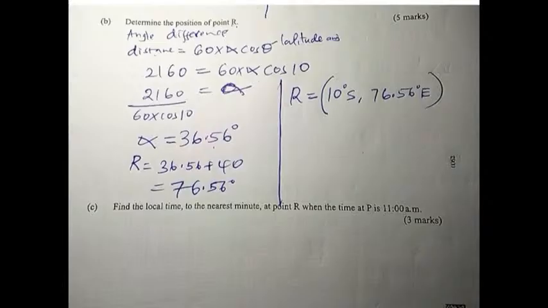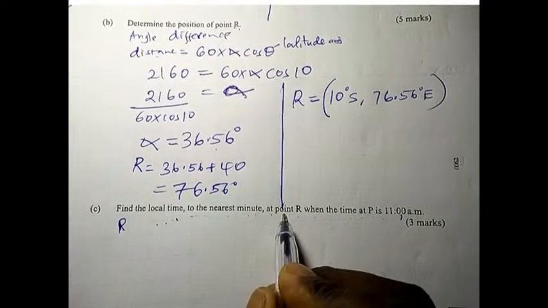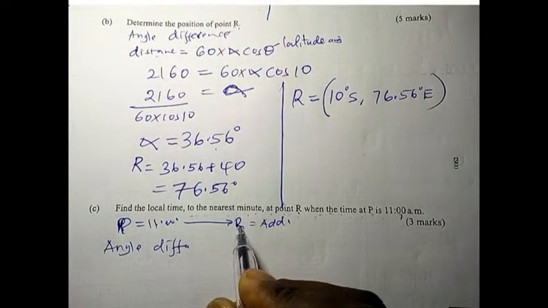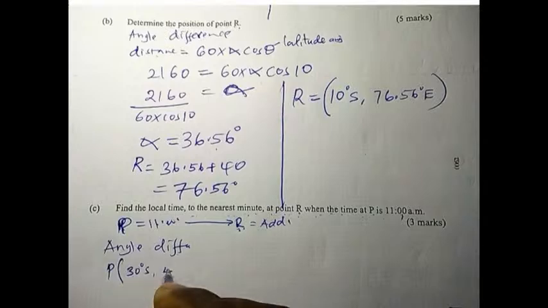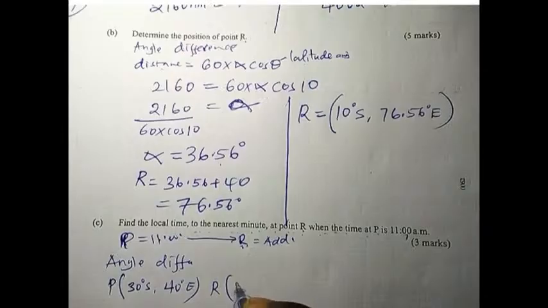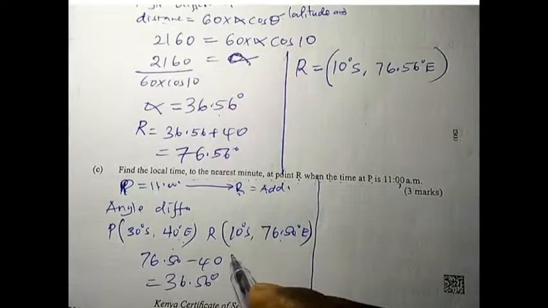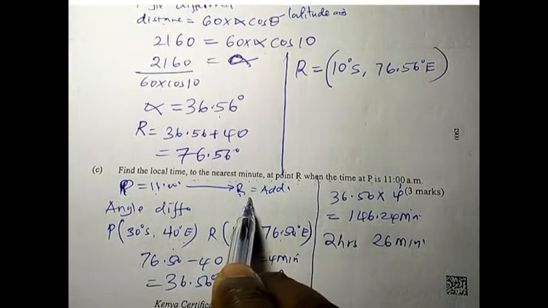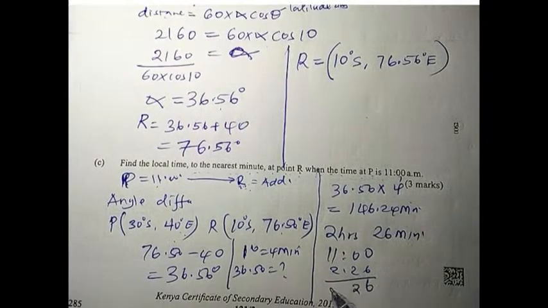Find the local time, the nearest meridian. We have the time, add the difference. Now we know at R. Remember, P is 30 degrees south, degrees east. So doing now, go to 4 minutes. So it is 30 to give us to 11. Add. So it's 6 to 13.